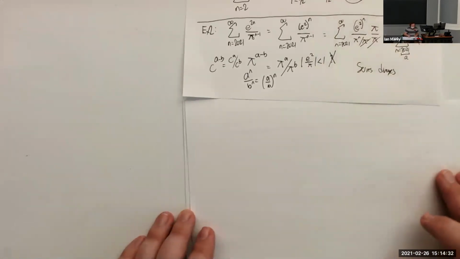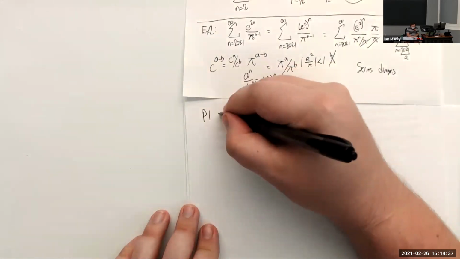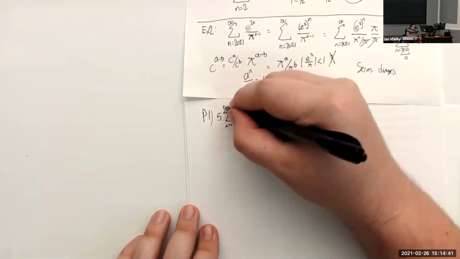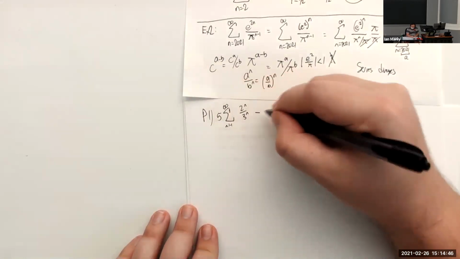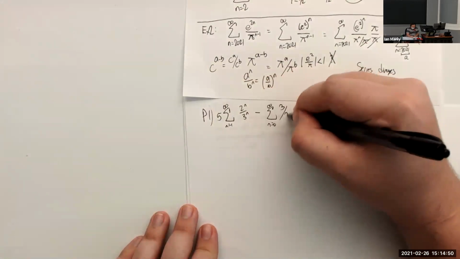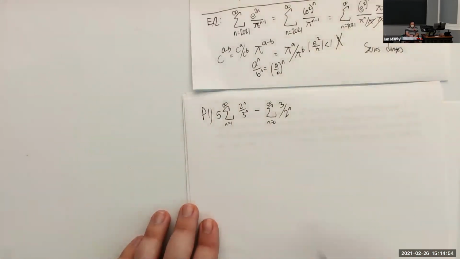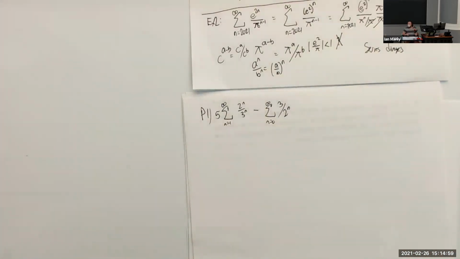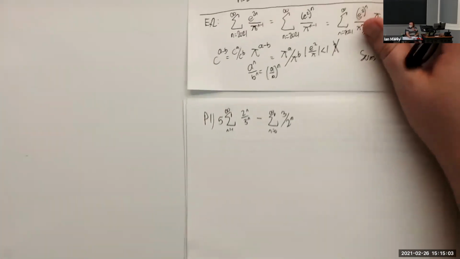All right, so I want you guys to give this a shot now. Why don't you try to do 5 times the sum from 1 to infinity of 2 to the n over 3 to the n, minus the sum from n equals 0 to infinity of 3 over 2 to the n. And you could subtract series together. You simply figure out what this one converges to, figure out what this one converges to, and then subtract them. So why don't you go ahead and take a few minutes and look at this.